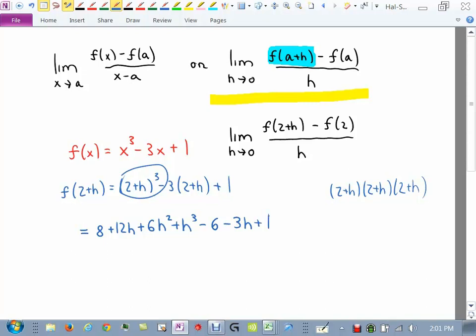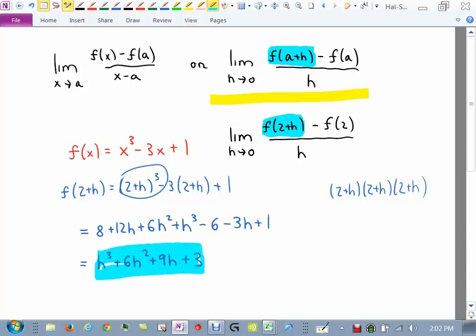And then let me collect my like terms together now. So I have h cubed plus 6h squared. Let's see, how many h's do I have? 12, and then take away 3, so 9h. And then, let's see, 8 minus 6 is 2, plus 1 is 3. So I have 3. All right, so what I know now is this top left corner is going to be all of this.